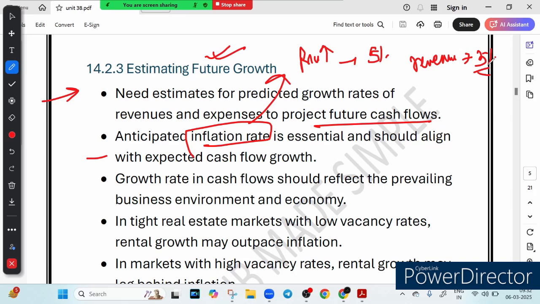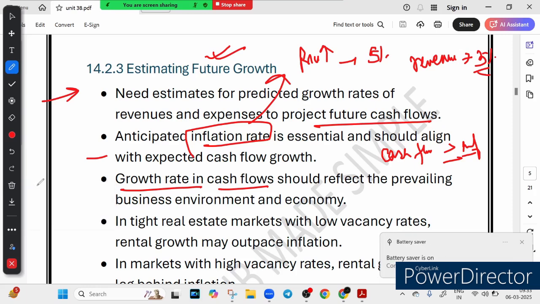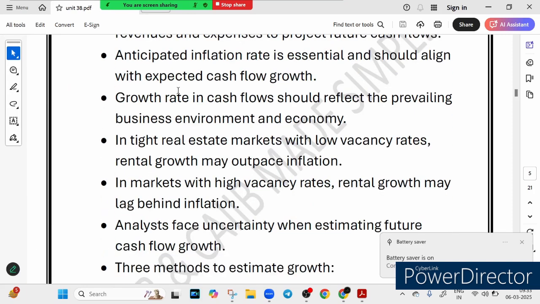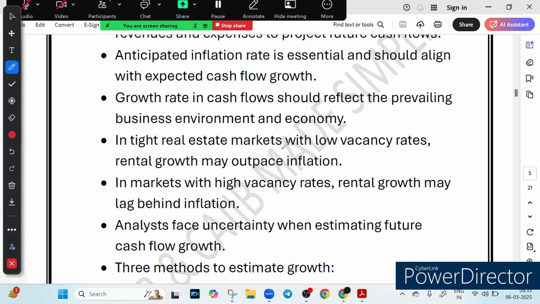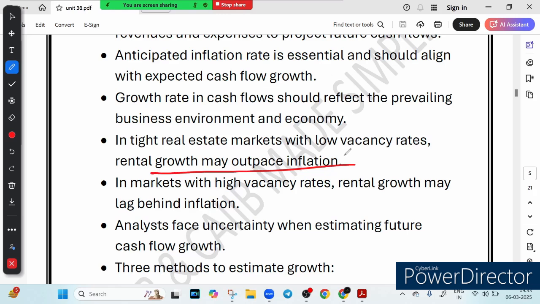So the key insight is that growth in cash flow should match or exceed expected inflation, right? So cash flow growth should be greater than or equal to the rise in inflation. And in a booming industry, growth may outpace inflation. Let me give you some examples. For example, a tight real estate market, where growth may outpace inflation, means high rental prices.